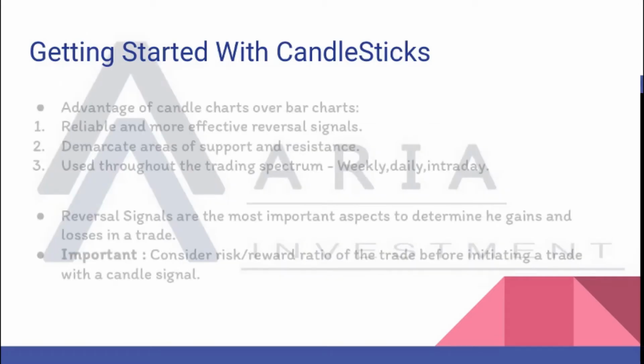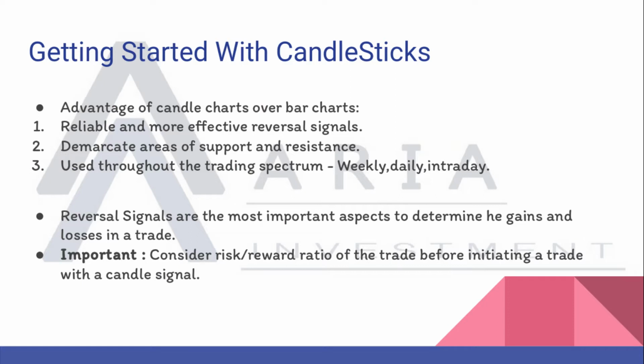Candlesticks have a major advantage over charts such as bar charts because they are highly reliable and more effective in showing reversal signals. Reversal signals are the signals which are very important in determining the trend of the market. So, when a certain candle appears in an area, we can say, based on the candle that appeared, whether a market would change its trend or whether it would continue with the same trend.